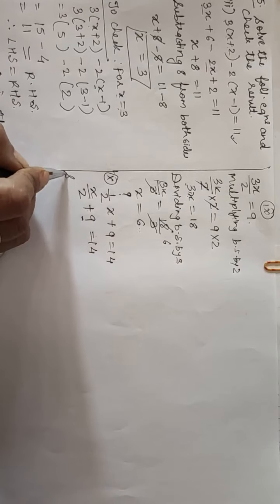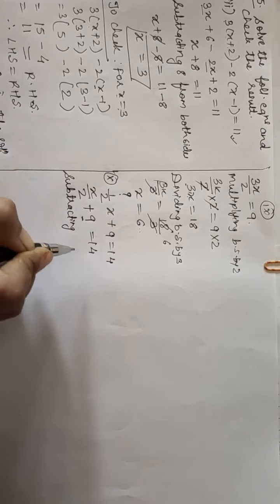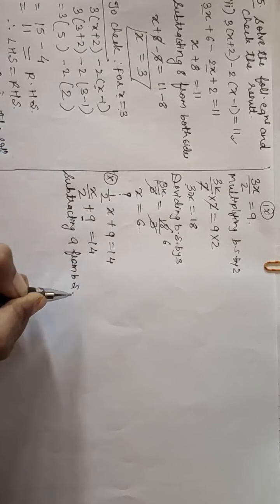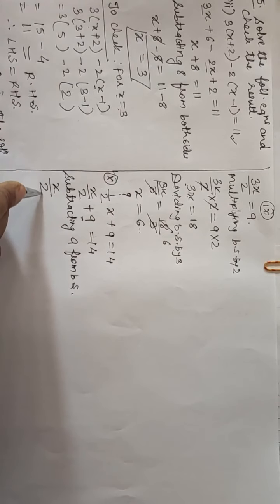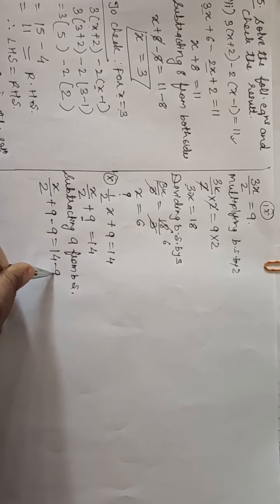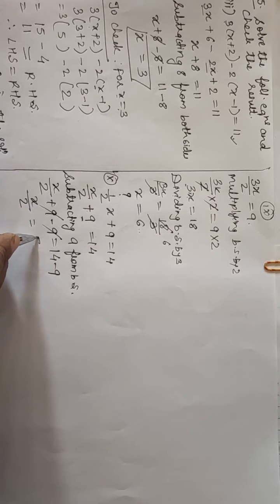So what you will write? Subtracting 9 from both sides. Left hand side write as it is. Right here minus 9, and here 14 minus 9. This is eliminated. What is left now? x by 2 is equal to 14 minus 9, that is 5.